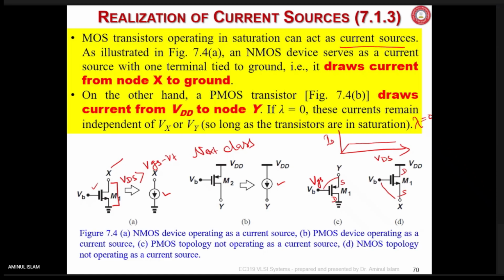So, what is a current source, by the way? What is the definition of a current source? Tripathi, what is a current source? Sir, which is dependent on the voltage, sir. In this case, gate voltage.